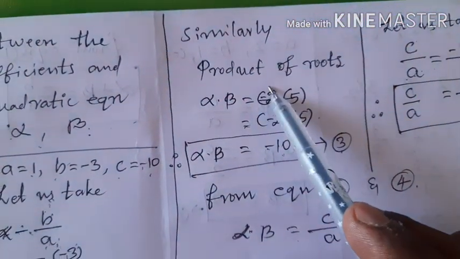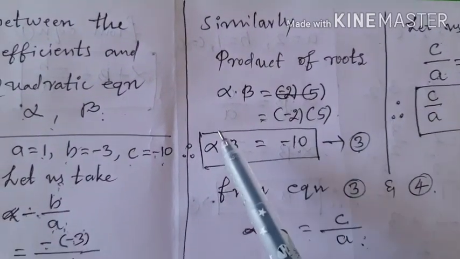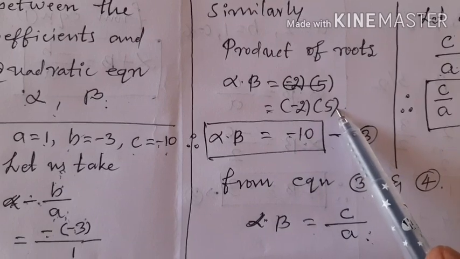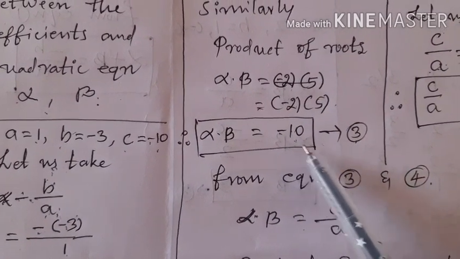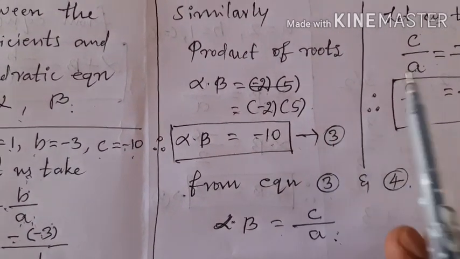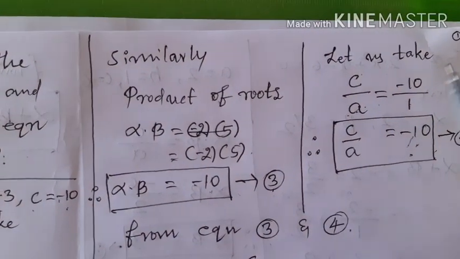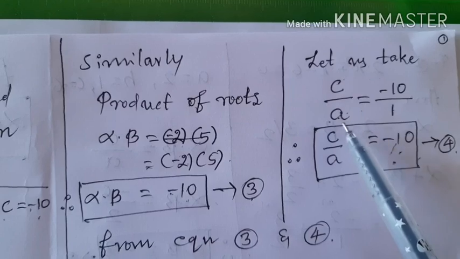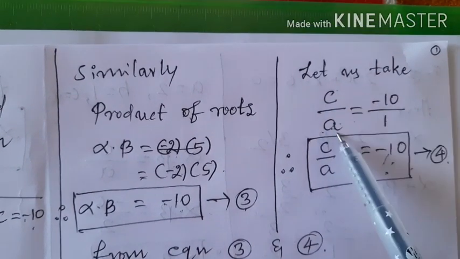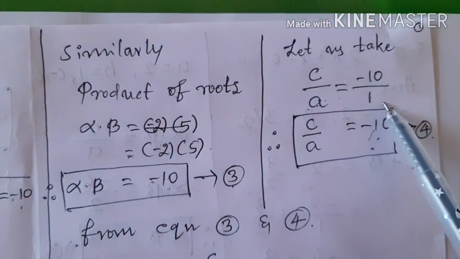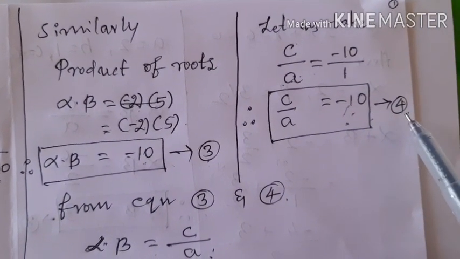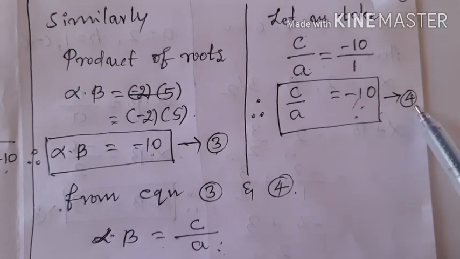Now, similarly, let us find the product of the roots. Alpha into beta is minus 2 into 5. It is minus 10. I call it as equation 3, right? Now, let us take the ratio between constant term c and a, right? This c by a is equal to minus 10 by 1. So, c by a is equal to minus 10. I call this as equation 4.